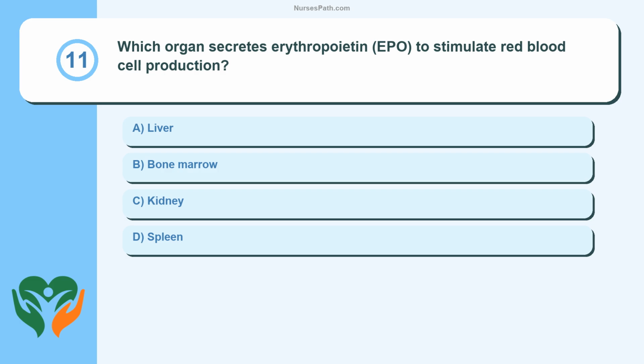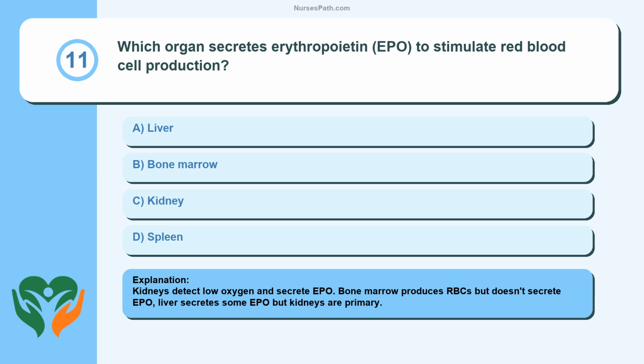Question 11. Which organ secretes erythropoietin, EPO, to stimulate red blood cell production? Liver, bone marrow, kidney, spleen. Kidneys detect low oxygen and secrete EPO. Bone marrow produces RBCs but doesn't secrete EPO, liver secretes some EPO but kidneys are primary.